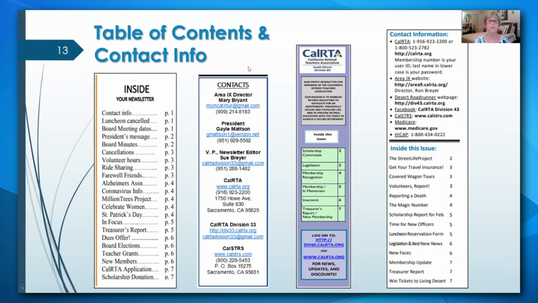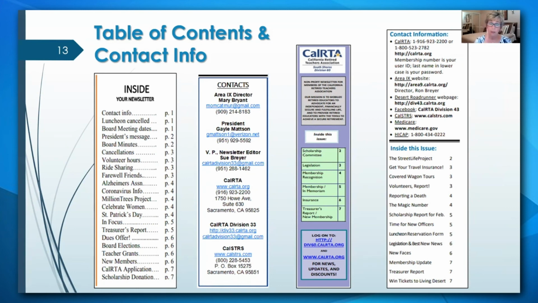Some newsletters list all of their contact information in one space, as you can see in this example, or they combine the contact information with the table of contents, as you can see in both of these 2 examples over here on the right. As far as contact information is concerned, you get area information, your area director, board members, officers, state and division website addresses, perhaps phone numbers, email addresses, Facebook addresses, and even CalSTRS info.